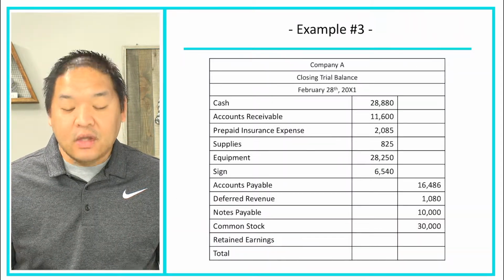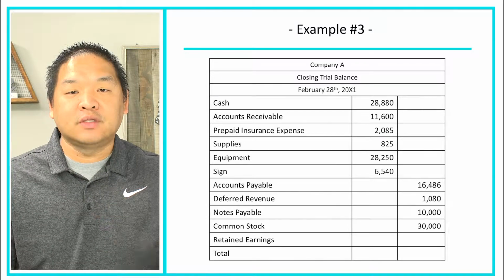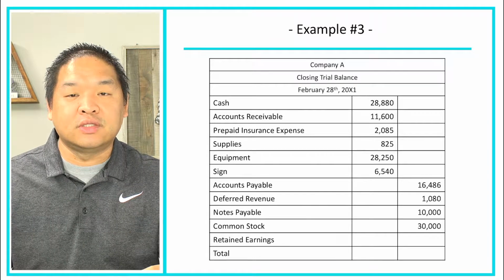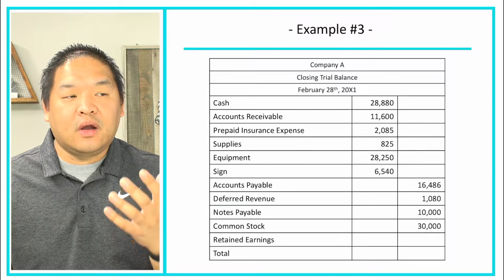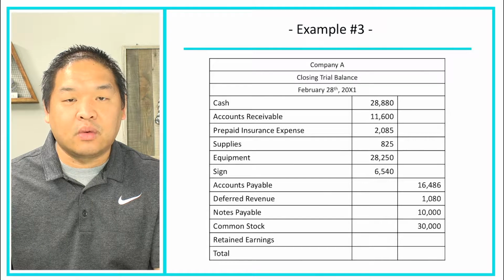All right, so then we get to the closing trial balance. Once we've done all of that, we've closed it all out, all of our accounts are ready for the next year. Then we need to do a closing trial balance. So if you notice, our revenues, expenses, and dividends will be 0. So we don't need to put them on the trial balance anymore when we close them.